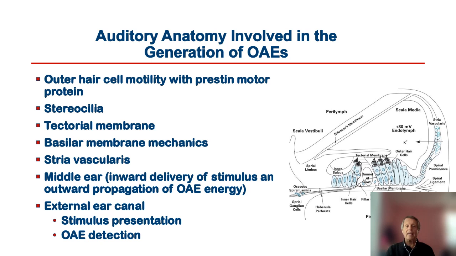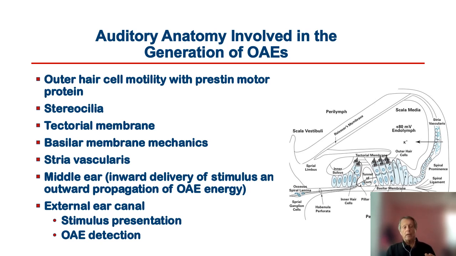Basilar membrane mechanics definitely play a role. The stria vascularis, as you see in this slide over in the far right, is the outer portion of the cochlea. And of course, that's where all the metabolism and energy that is required by the outer hair cells is produced. That's a very important part of the cochlear function. So if the stria vascularis has been affected by drugs or perhaps reduction in blood flow or oxygen to the cochlea, that will also affect OAEs.